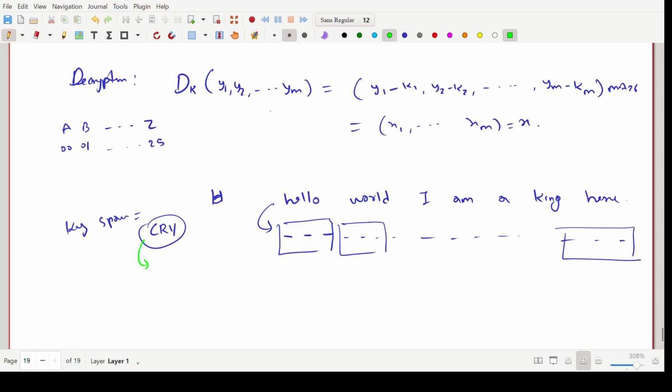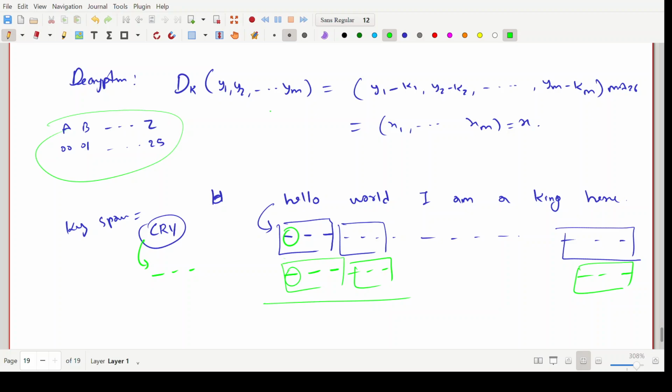Then I am going to add it with this block, the same thing, add it with the next block, and so on. That means what is happening actually, in the case of shift cipher, I was having one element that I was adding with the key, but now I'm having a block of length 3. Since my key is of block length 3, I am dividing my plain text into blocks of length 3, and then adding with the key, I'll be getting my ciphertext. So this will give me a ciphertext, and this will give me a ciphertext.